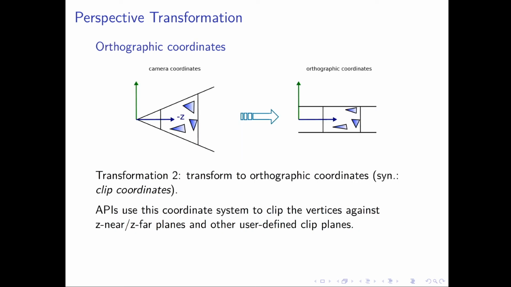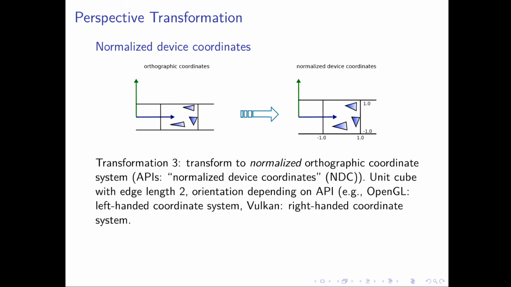The next transformation will transform camera coordinates into orthographic coordinates. This transformation allows us to easily clip vertices against the various planes of the frustum. As you can see, this transformation is not an affine transformation anymore, because it transforms the vertices from a perspective frame of reference to an orthographic frame of reference, where the clip planes are perpendicular to each other and form 90-degree angles.